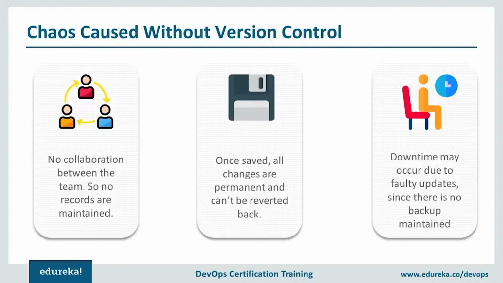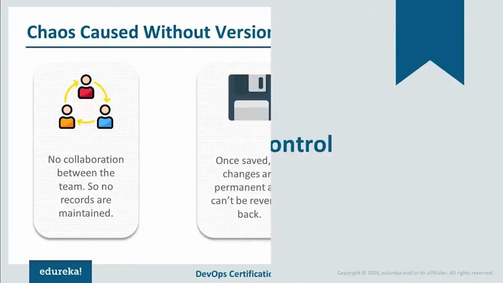So this was one of the main disadvantages of not having a version control system. Not only this, but downtime also occurred due to faulty updates. That was because there was no backup maintained. In any situation, if their code crashed, then the complete system would go down. So looking at the above problems, many organizations decided to come up with the version control system.